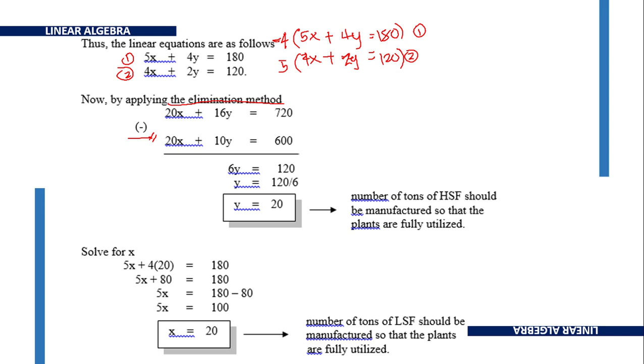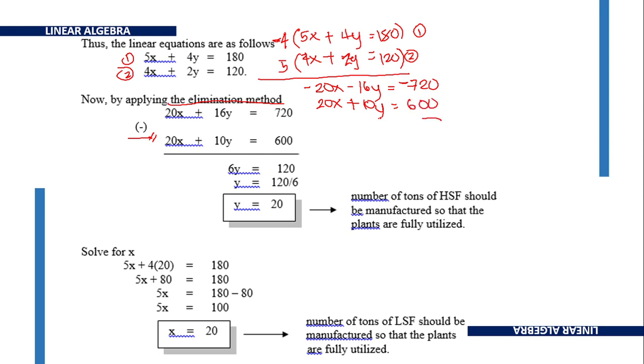Okay, so let's simplify. We have negative 4 times 5x is negative 20x. Negative 4 times 4y is negative 16y. Negative 4 times 180 is equal to negative 720. So 5 times 4x is 20x. Then we have 5 times 2y is 10y. Then we have 5 times 120 is 600.